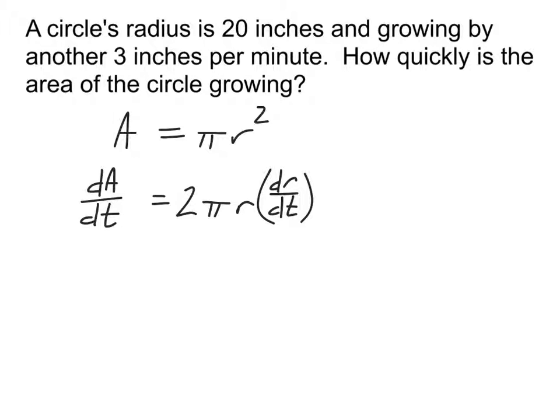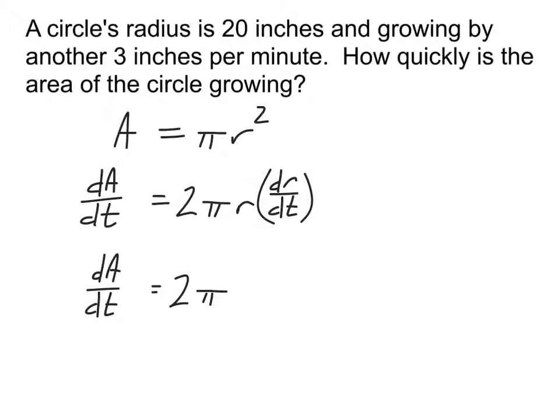Now, let's see what all we know now. Do I know what dA over dt is? Well, that's the rate of change of the area. Well, that's what we're being asked for. We're being asked how quickly is the area of the circle growing. So, no, we don't know it, so we're going to leave it as dA over dt at the moment.